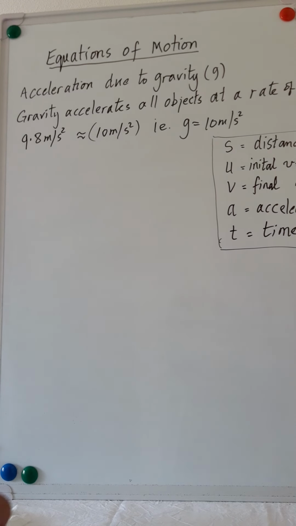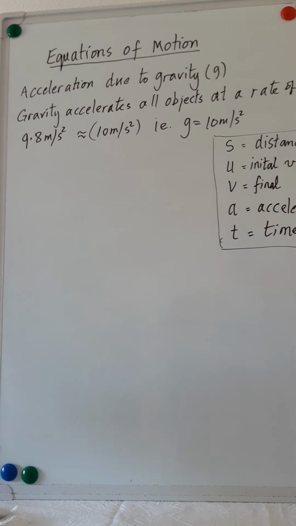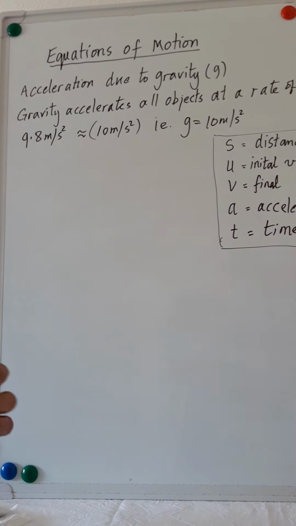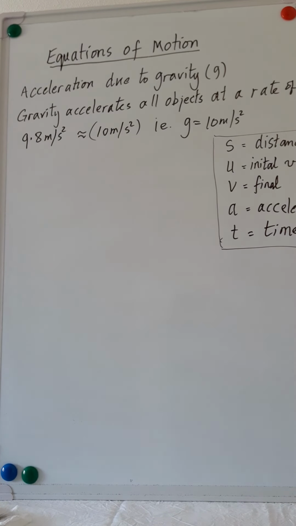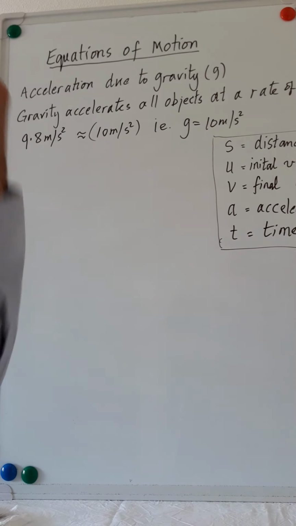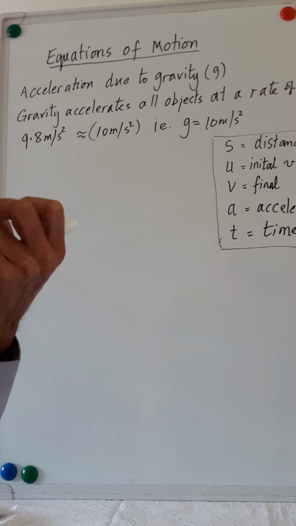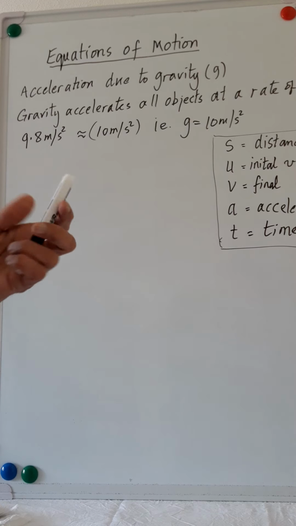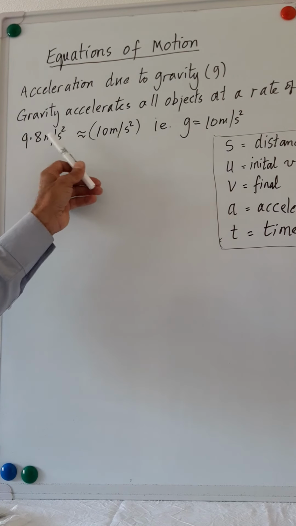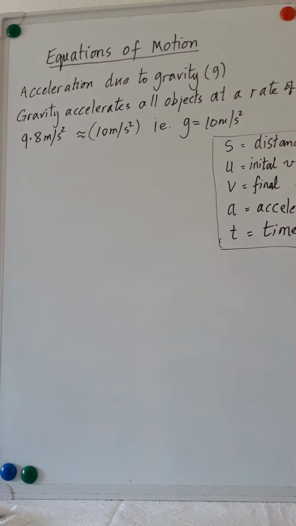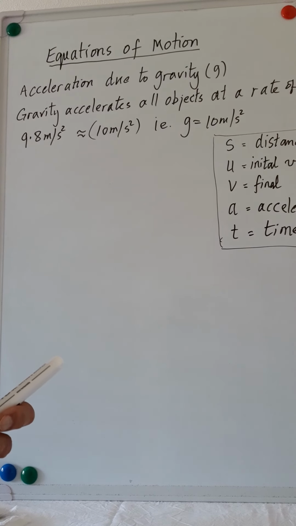We're going to talk about the equations of motion in this video. Now, before we do that, we need to know about the acceleration due to gravity. We know that the force of gravity here on Earth accelerates all objects at a rate of 10 meters per second squared, or 9.8 meters per second squared to be precise.